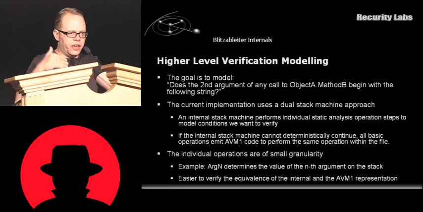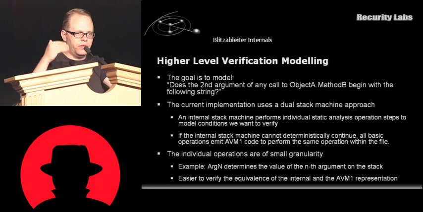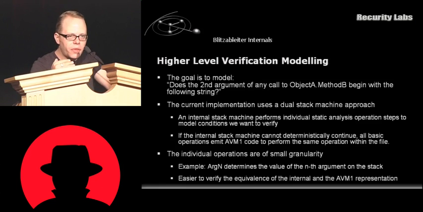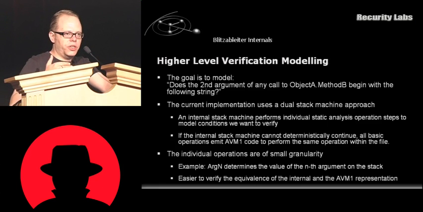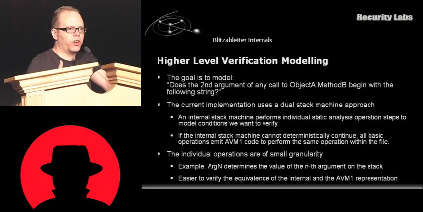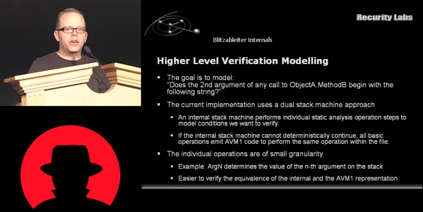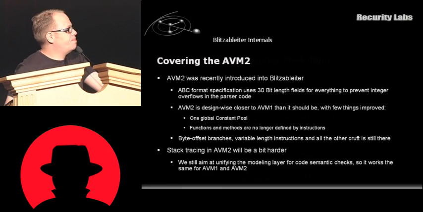If it fails in the execution, so it runs into an undecidable situation regarding the stack state, it stops execution. And we run the same virtual machine again in a different mode where it doesn't do static analysis, but actually emits the AVM1 code that will do the same functionality. In this way, we can keep the individual functions very small, and we can ensure that the static analysis step and the AVM1 code that we emit are functionally equal, because otherwise we run into situations where those two diverge, and then we can get owned.